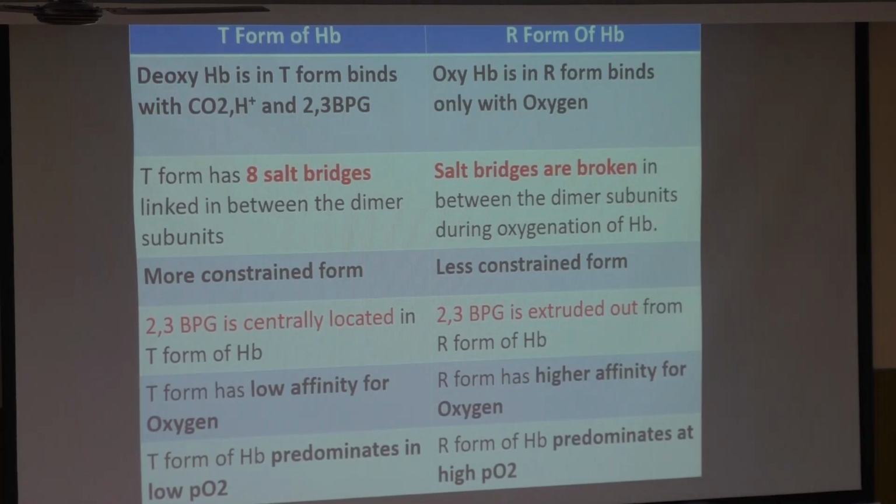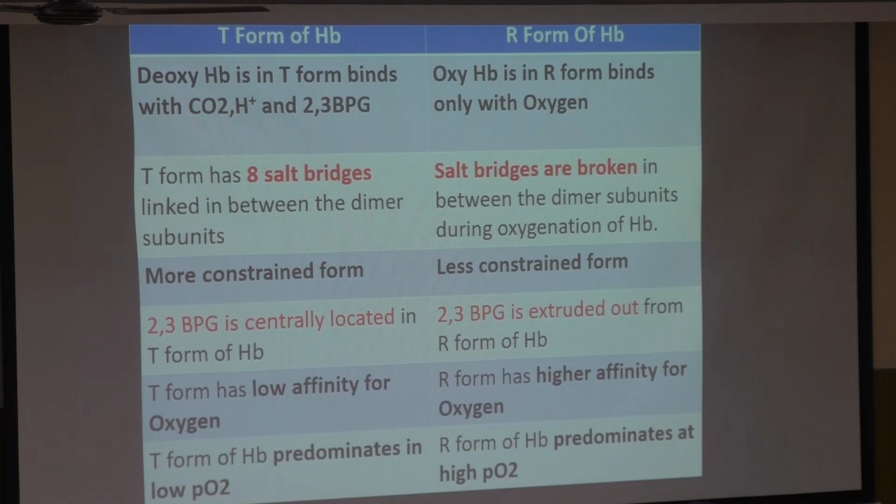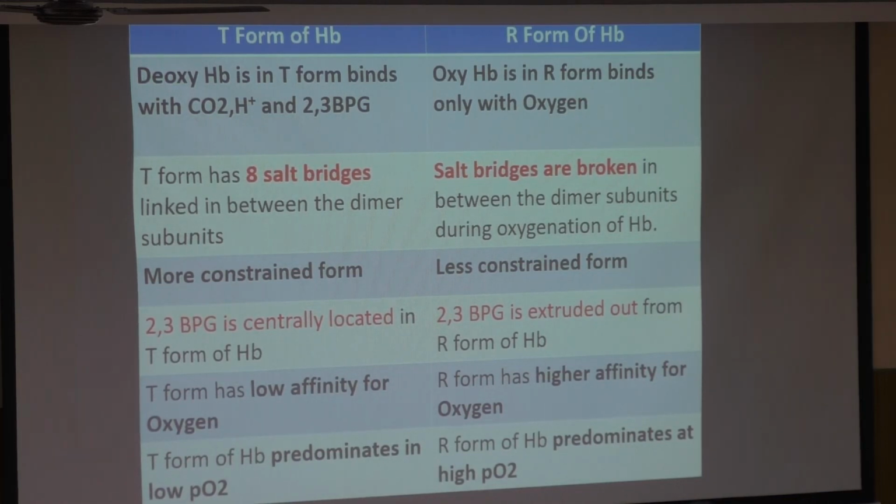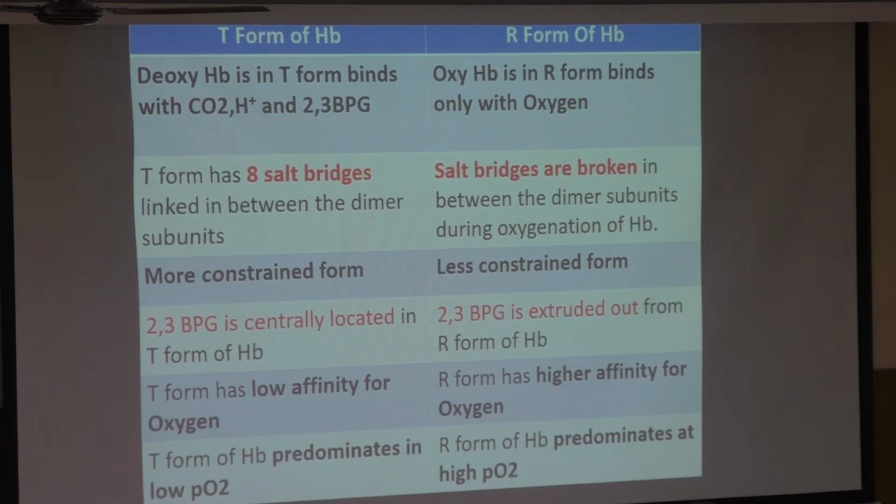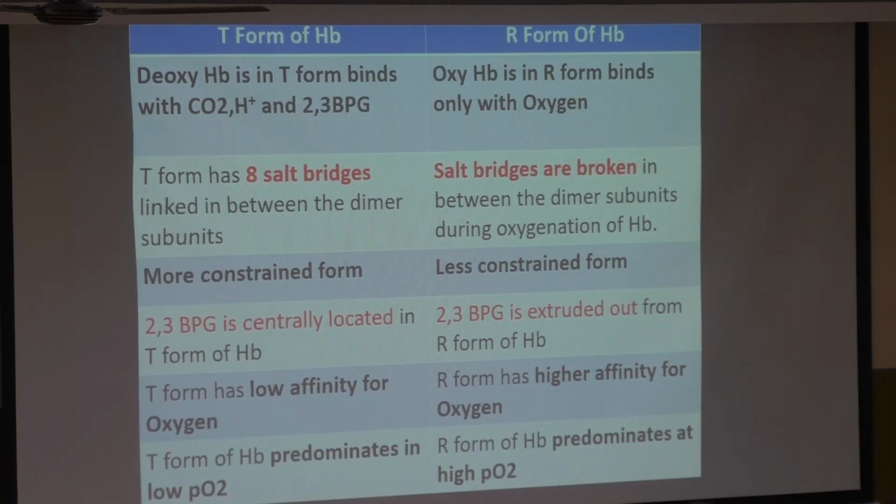T form has a low affinity for oxygen. However, R form has a high affinity towards oxygen. T form predominates when there is a low partial pressure of oxygen. R form predominates when there is a high pressure. So, if I ask you which form is formed in the lung, R form, because the oxygen concentration is high. And which form of hemoglobin is formed in the tissues? T form. Okay.